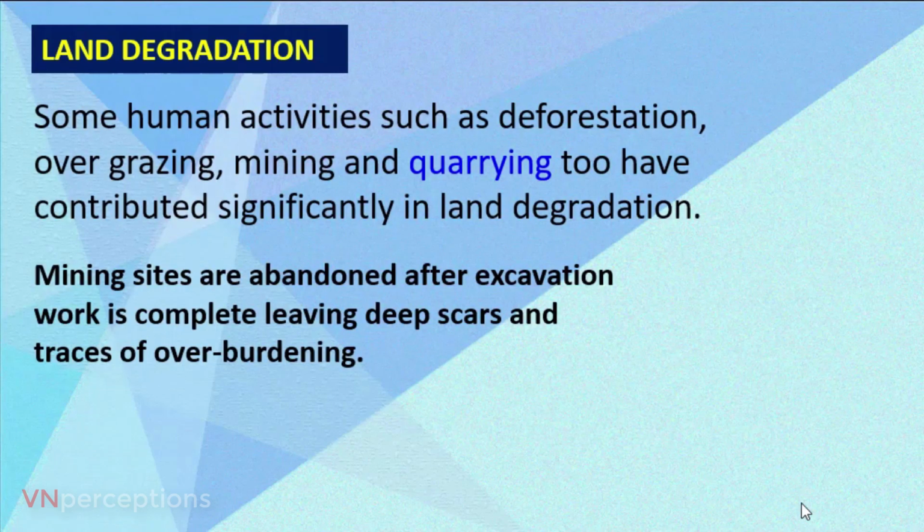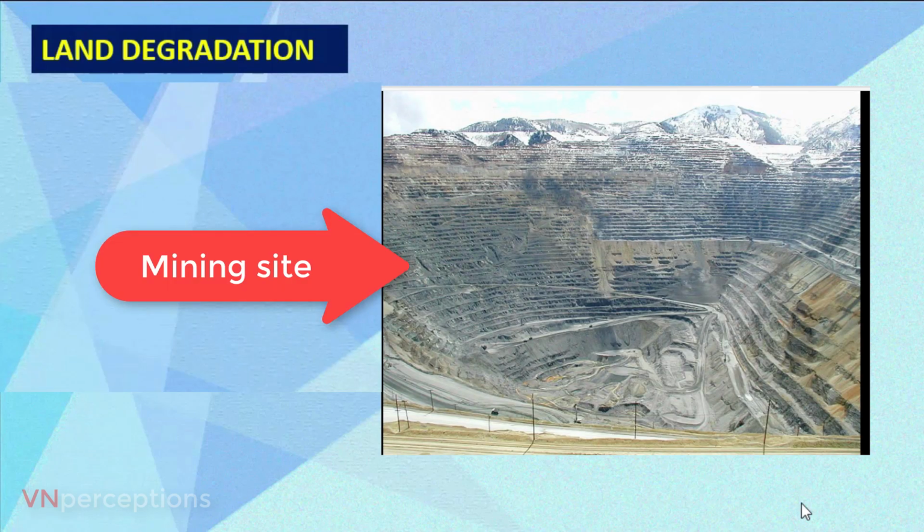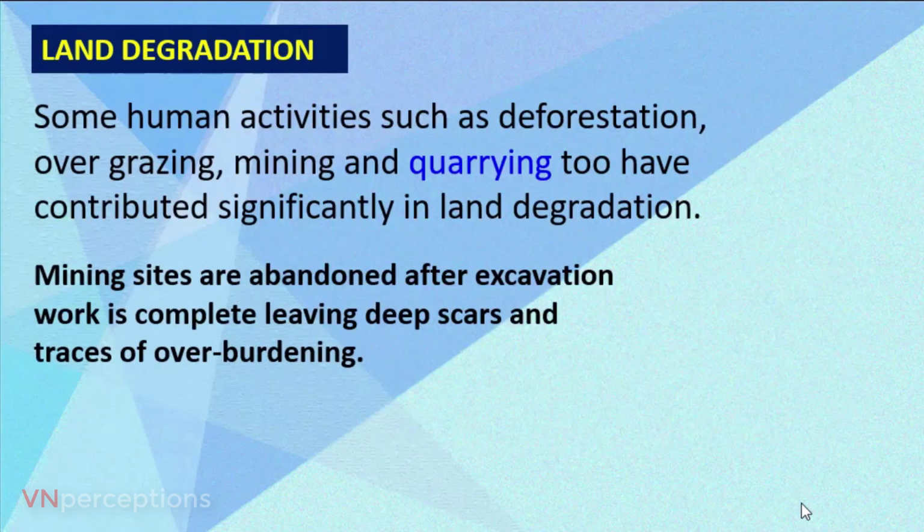Now what happens? Supposing a big area is there which is rich in minerals, so it becomes a mining site. And after all the mining is over, that land is abandoned. That is, they leave the land. And that leaves a deep scar. And that land is completely useless. The nearby areas also get polluted and it affects the fertility of the agricultural land.